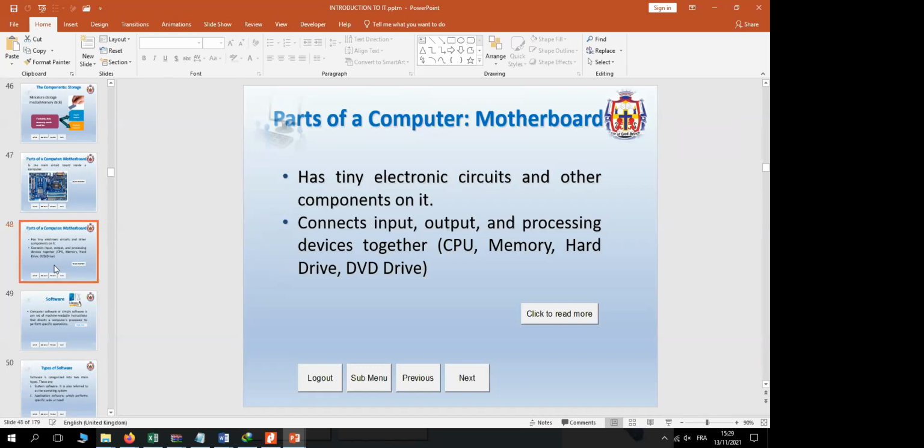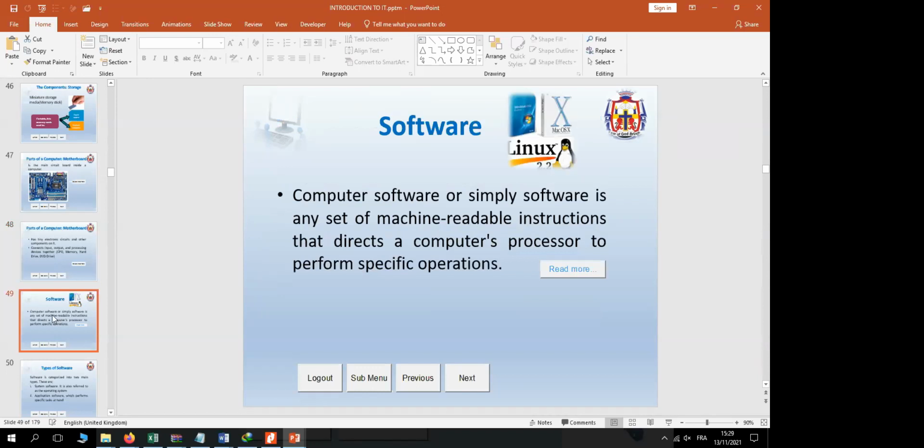When we are defining software, ladies and gentlemen, we can't see software, just like we can't see the soul of man. Software are the intangible components. Software is intangible. You can't touch software. You can't see software. You can't feel software. You can see the hardware, you can touch it, you can feel it.